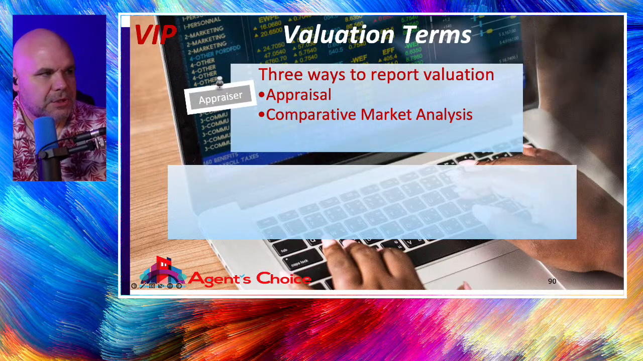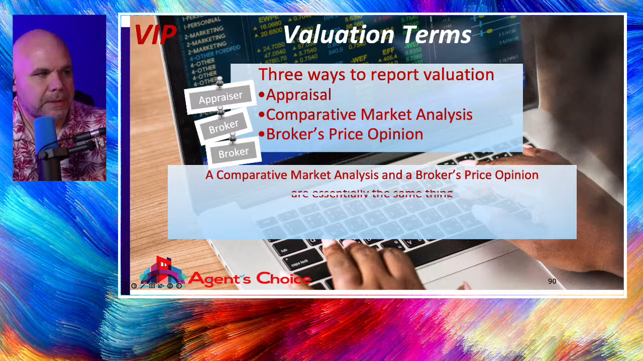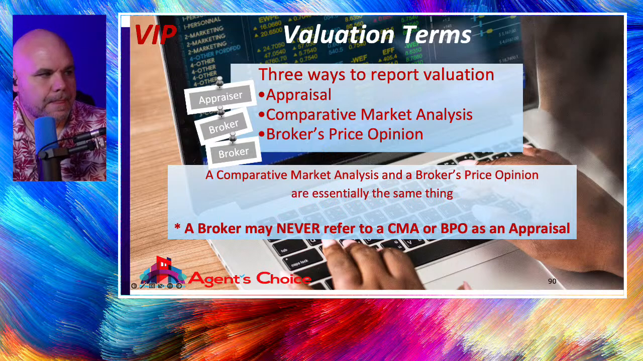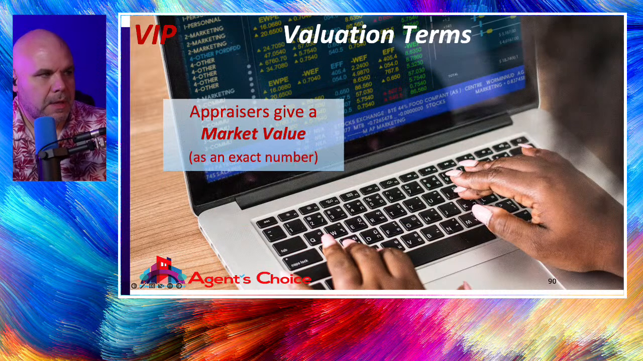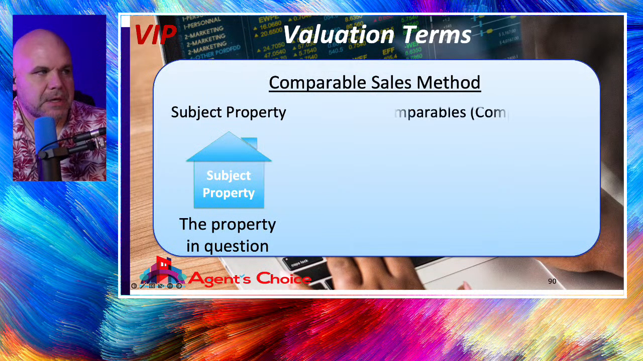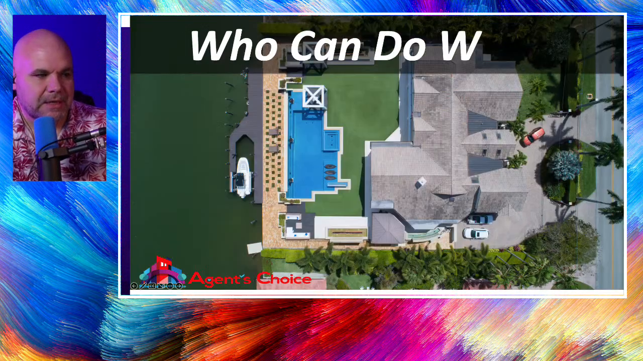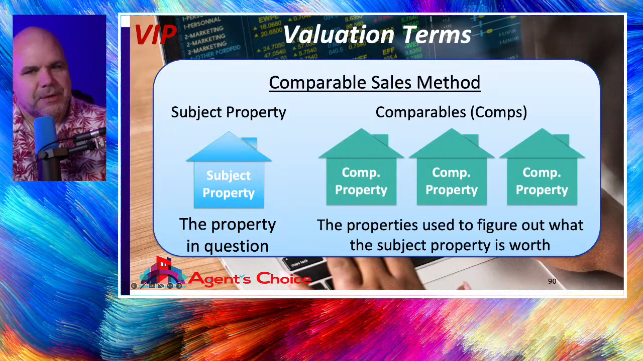Some valuation terms. Appraisal is done by an appraiser. CMA, BPO is done by brokers. Here's something important too. Appraisers give a market value as an exact number. Brokers give it as a probable sales price in a range. And here's the comparable sales method. Looks like this. Sorry. One more time. A lot of animations. I got a little carried away.